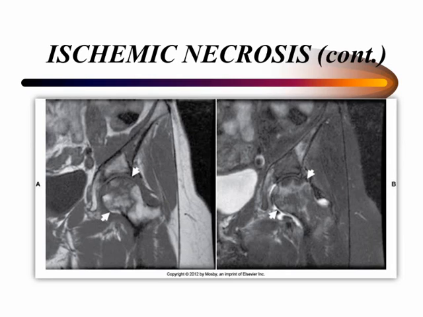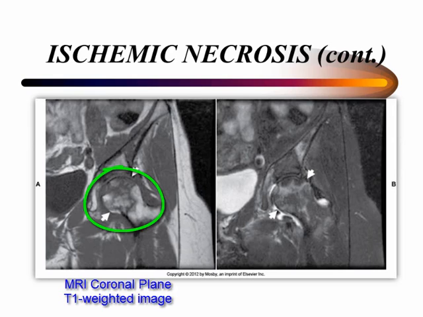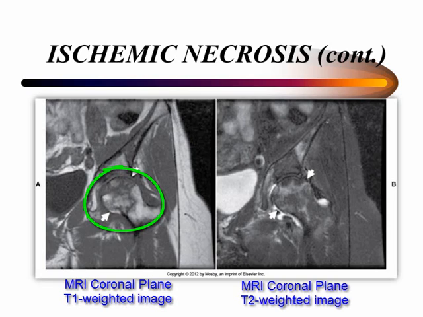MRI can also be used to detect ischemic necrosis. In the image on the left, we see a T1 weighted image in which the ischemic right femoral head has lost its normal bright homogeneous signal intensity and appears dark and mottled. And on the T2 weighted image, the affected area appears as a bright signal intensity representing edema.